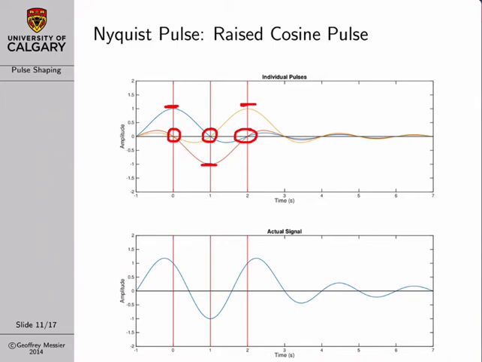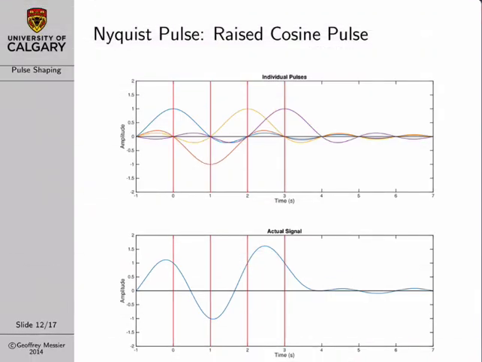And the actual transmitted signal is the summation of these three. And again, between the symbol sample times, we see some distortion and some unusual values, but at 0, we get exactly 1. At 1, we get exactly -1. And then at 2, we get exactly 1 again.